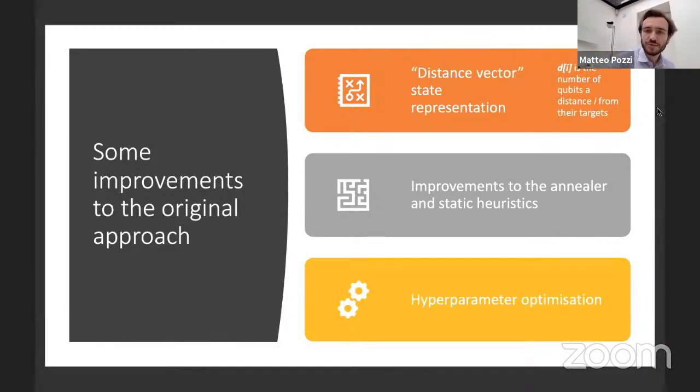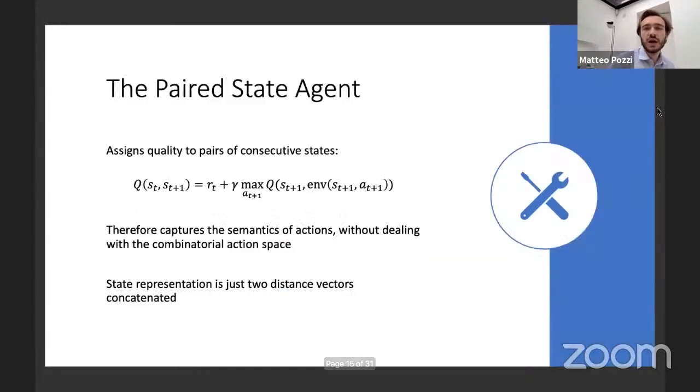Initially, we made some improvements to the annealer and the static heuristics that existed in the system, and we did some hyperparameter optimization. And we effectively came up with two approaches. These are approaches that I looked at specifically in my university dissertation. The one we decided to go with is the Perstate agent, so I'll focus more on that.